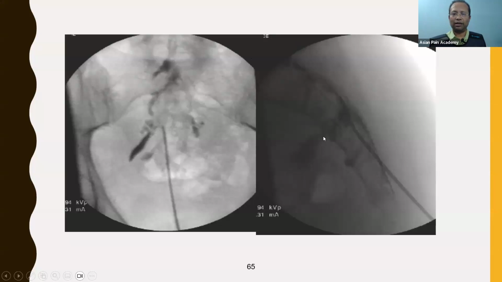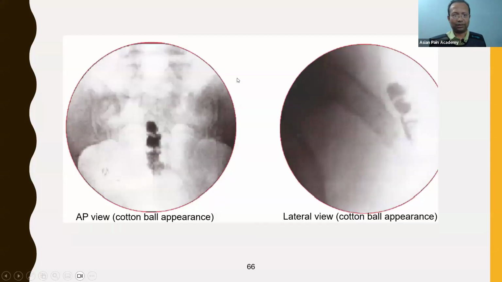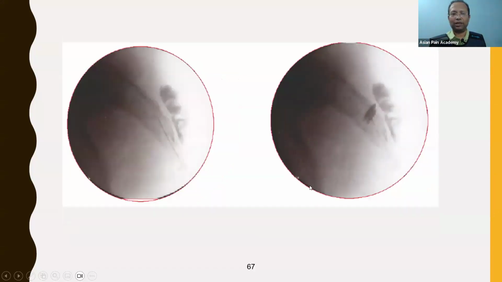Okay, here the drug is going a lot anteriorly, leaking out anteriorly and not going to the upper side. Cotton ball appearance means this is above the sacrum, I mean it's a wrong place, not in the epidural space.